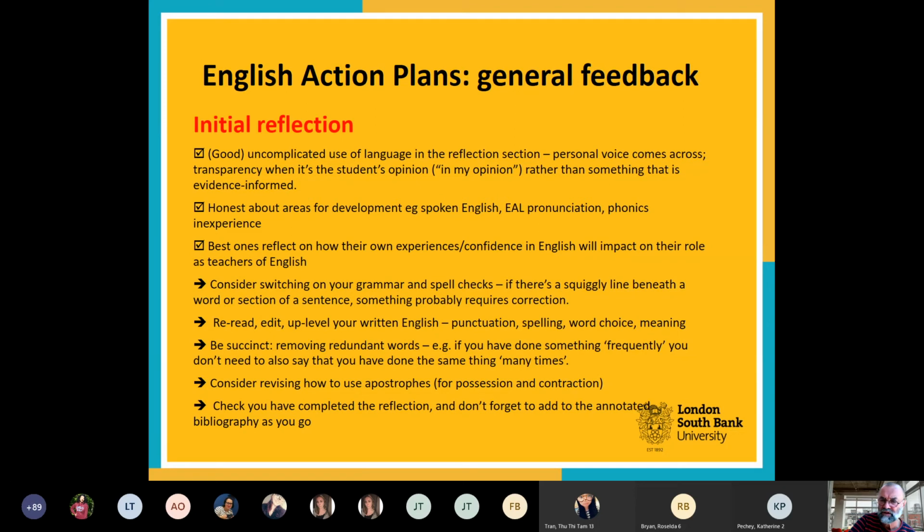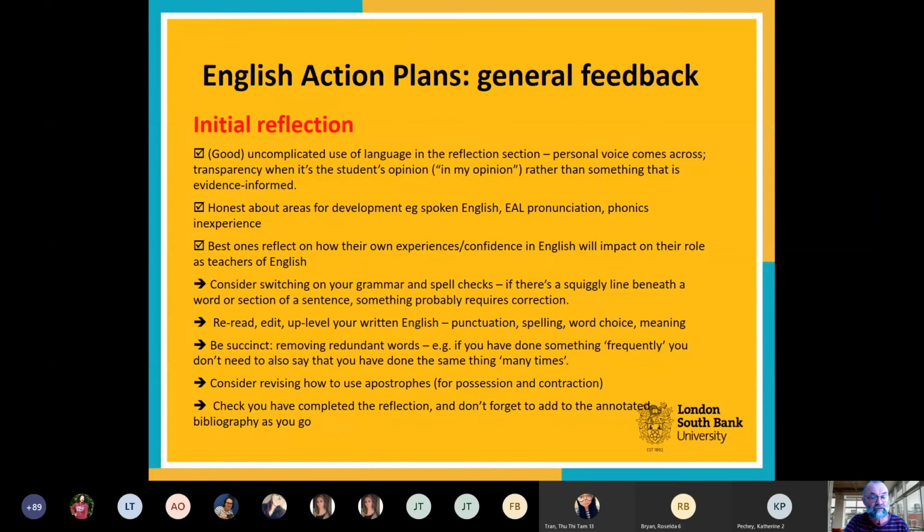Be succinct. This is another master's level thing. So if you say you've done something frequently, you don't also need to say that you've done it many times. So you know, I go to the library frequently and have visited many times. It's the same thing. Frequently and many times mean essentially the same thing. So using both terms means one of them is redundant.